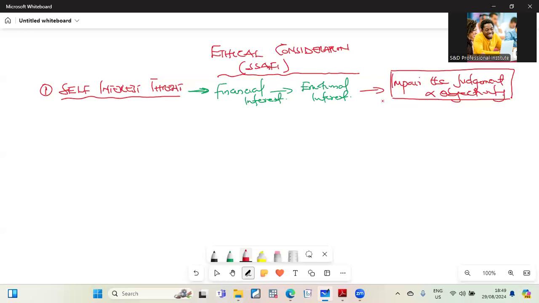So what are the situations you can find in the question that will let you know that this is a self-interest threat? What are some of the situations you are likely to encounter, so that when you see them, you will know that this is a self-interest threat? Those are what I'm coming to show you now. So let me draw a table.